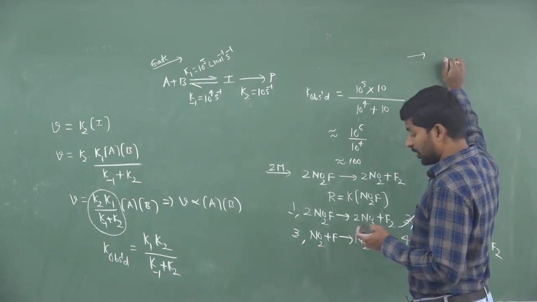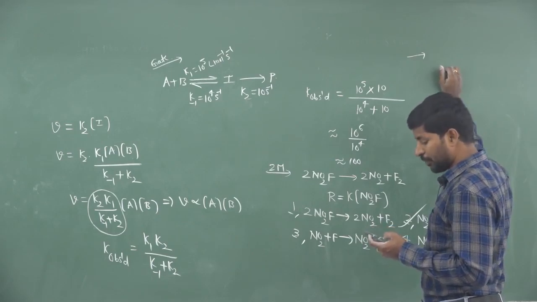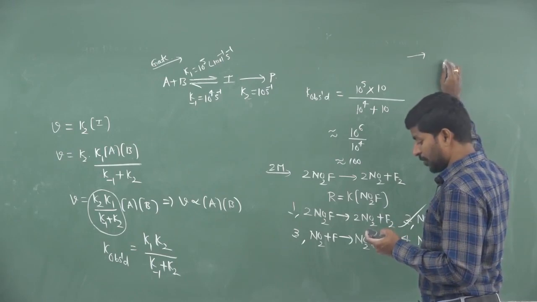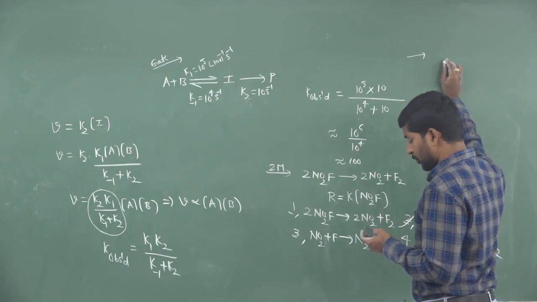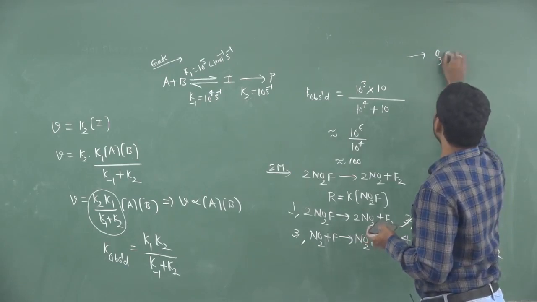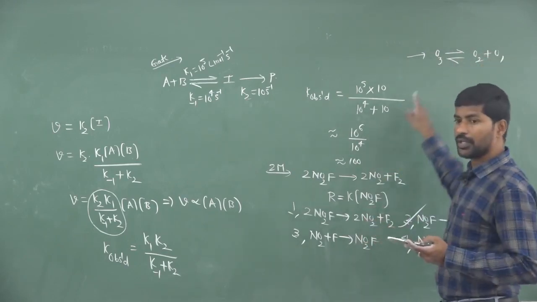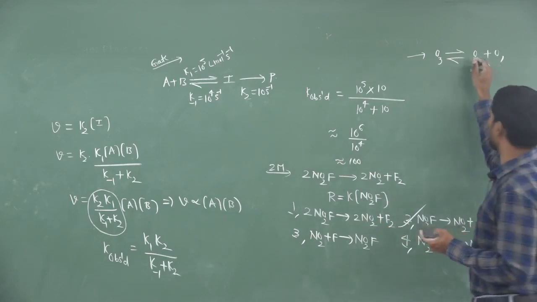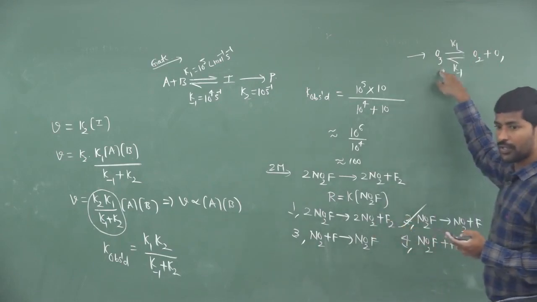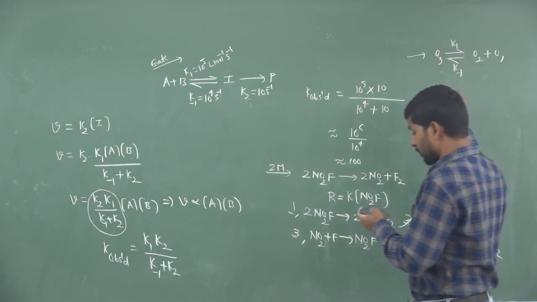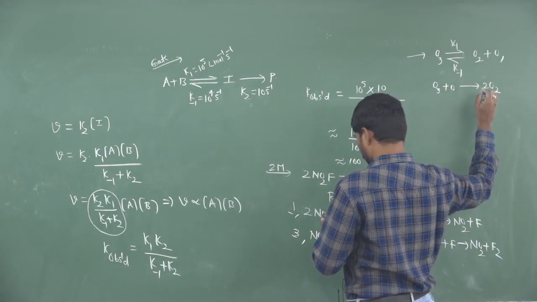Next one, the decomposition mechanism of ozone is: O3 in equilibrium with O2 plus O, with K1 and K minus 1. Then O3 plus O gives rise to 2O2, with K2.